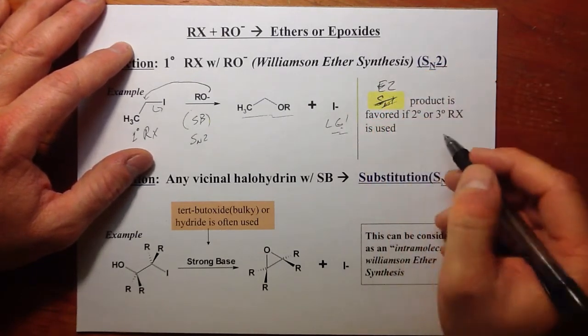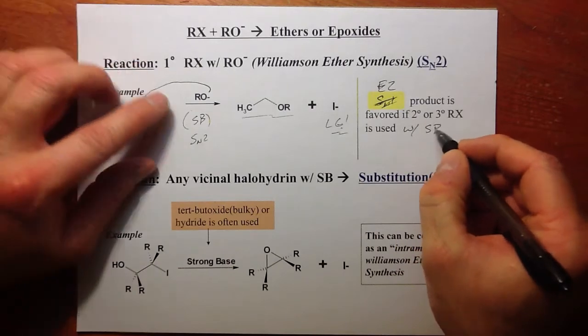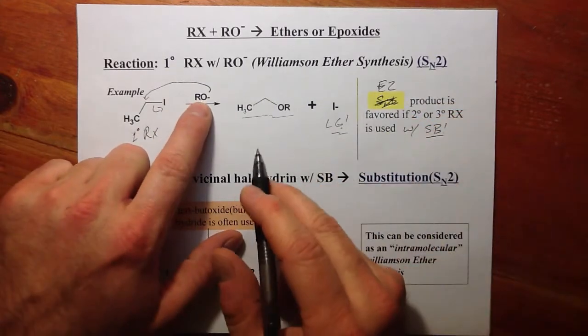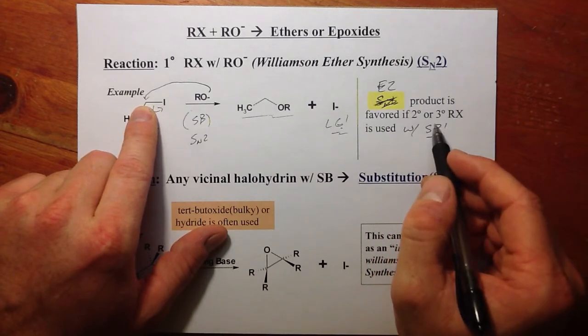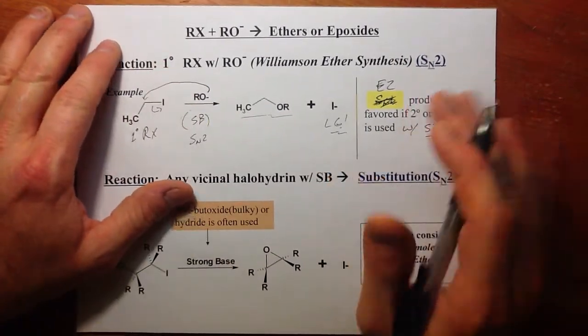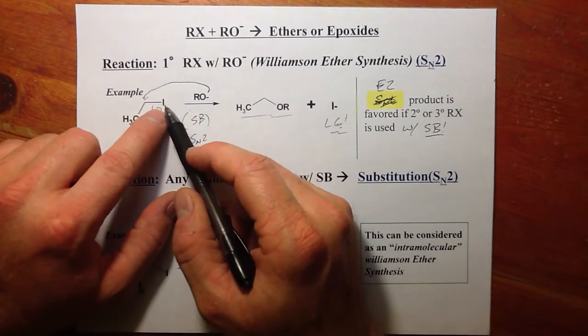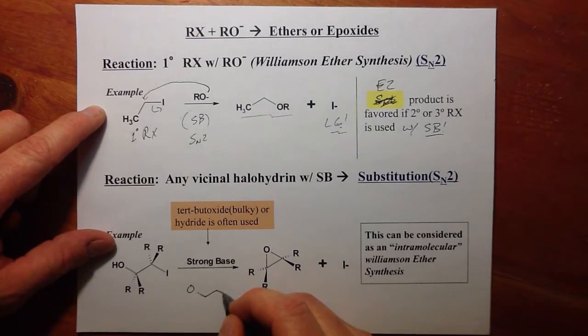E2 would be favored if a secondary or tertiary RX is used with strong base. We have an alkoxide. If the alkoxide is used and we have a more hindered carbon, a secondary or tertiary carbon, then of course you're going to start seeing E2. But if we take this sort of reaction of a strong base attacking a carbon connected to a leaving group and put it all within one molecule, then we tend to have an inside, you might say, SN2 reaction.